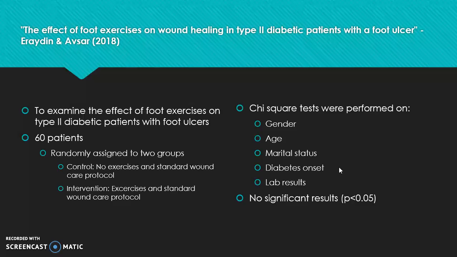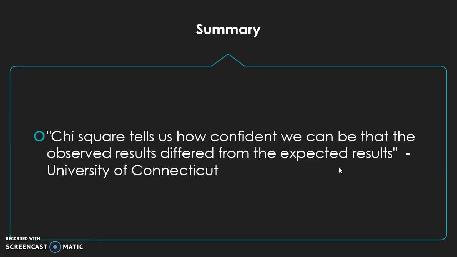So yeah, I personally like the chi-square study method because I like how it describes the possible relationship between two variables or not. It's kind of open-ended, and it looks at qualitative variables rather than quantitative, which I also found very interesting. I also found this quote on a website which I really liked. It says, chi-square tells us how confident we can be that the observed results differed from the expected results, which I think kind of sums up what the chi-square is.